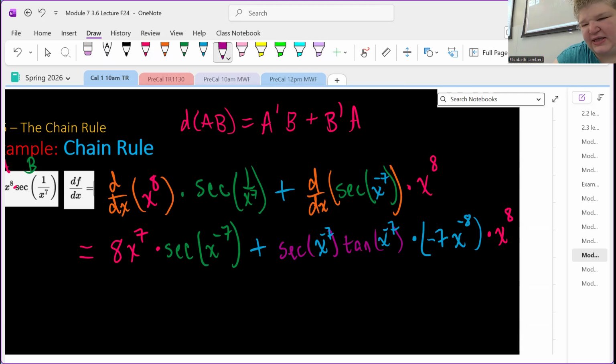Now there is actually a little bit of nice interaction here at the end. The x to the negative 8th times x to the 8th. We'd add those powers. So negative 8 plus 8 is 0. X to the 0 is 1. So it's negative 7 times 1. So that means the second part can be written as negative 7 secant thing, tangent thing.